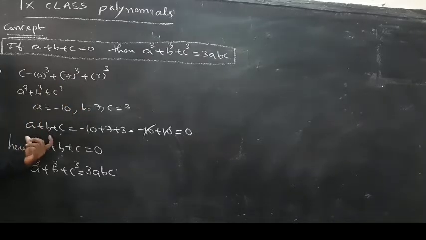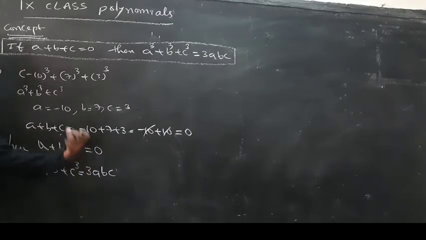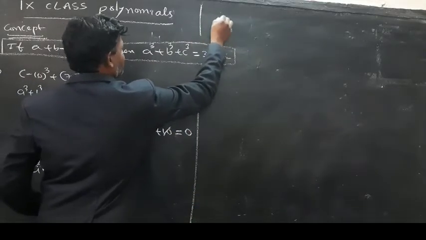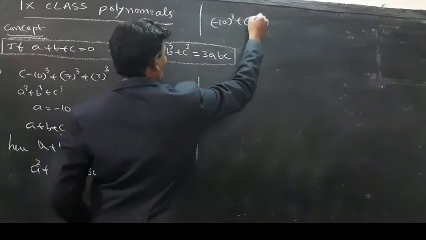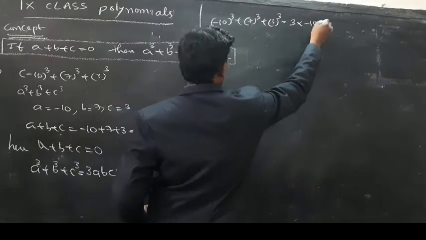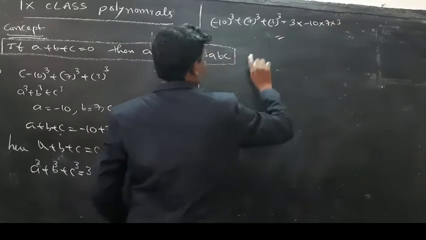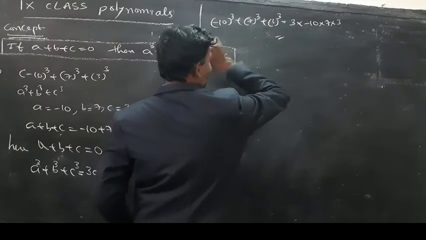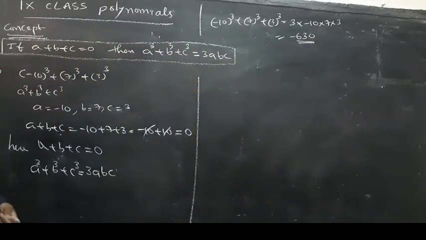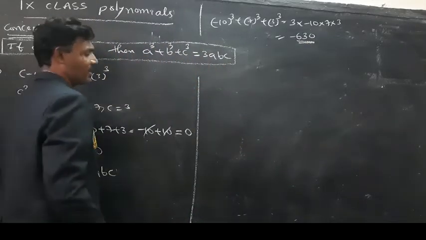What I did here was just check a plus b plus c, and I got a plus b plus c equal to 0. If a plus b plus c is equal to 0, we can write a cube plus b cube plus c cube is equal to 3abc. By using this concept, minus 10 whole cube plus 7 cube plus 3 cube is equal to 3 into minus 10 into 7 into 3. 7 threes are 21, 21 threes are 63. So it is minus 630.